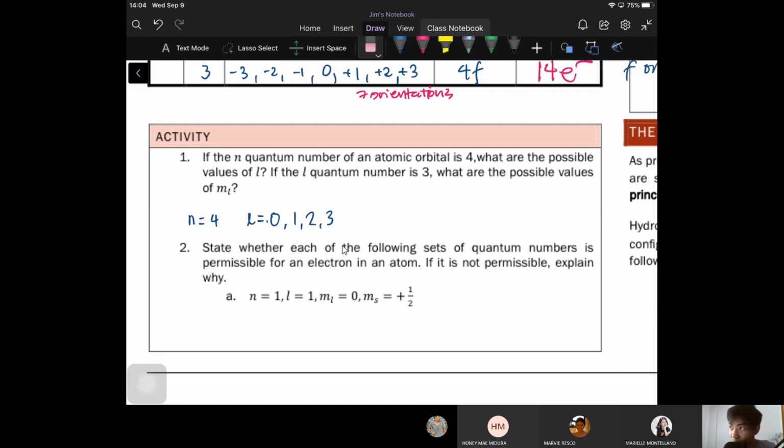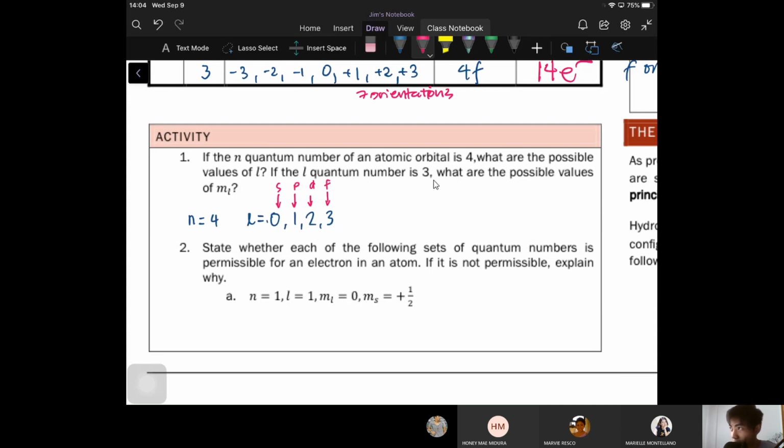Okay? So, yan yung apat na shapes or apat na orbitals na pwede gawin sa 4th energy level. This corresponds to the S. Ito, nagka-correspond sa P. Ito sa D. Ito sa F. So, yun yung mga L values, or the angular momentum quantum number.